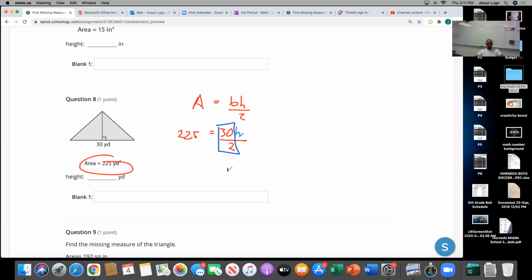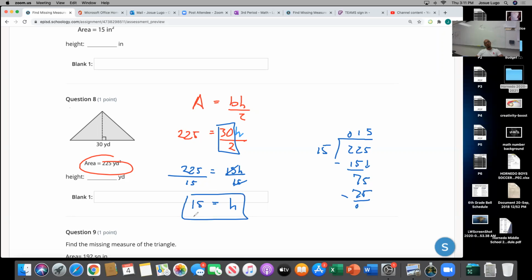30 divided by 2 is 15, so I'm left with 15h on the right side, and that is equal to 225. Now we divide both sides by 15 to isolate the variable, leaving me with h. Whatever you do to one side, you do to the other, so we do 225 divided by 15, and then we just divide. 15 goes into 22 one time. Remainder 7, bring down the 5. And 15 goes into 75 5 times, which is exactly 75. So my height is 15.